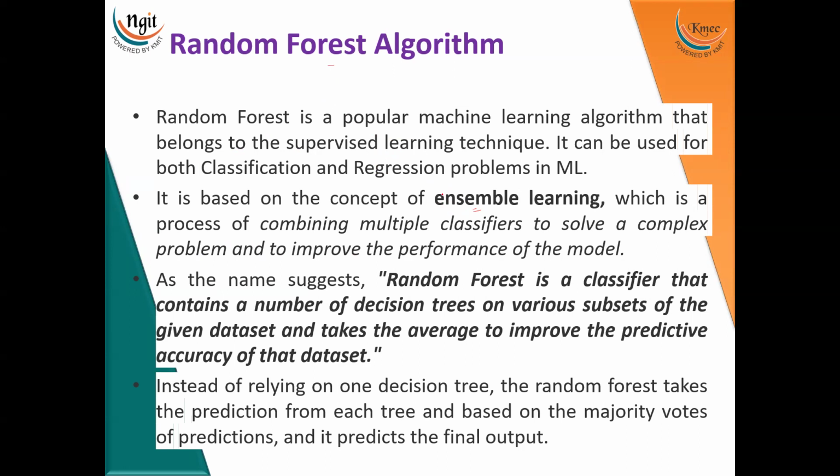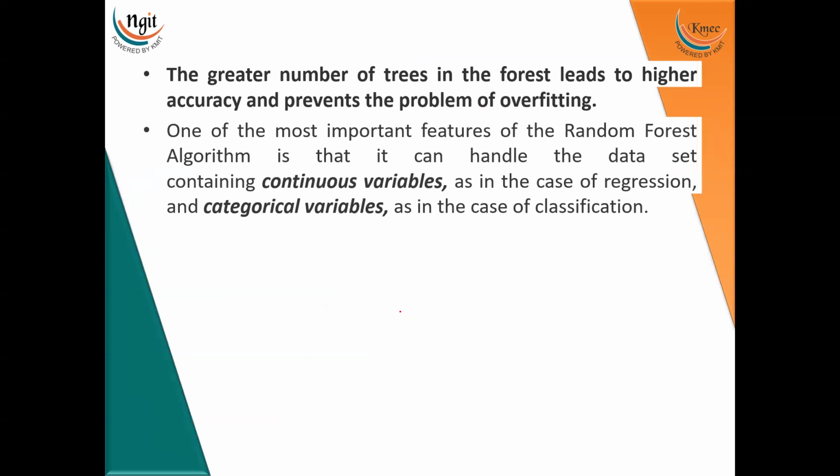As the name suggests, it is a classifier that contains a number of decision trees. This is an important point regarding random forest. It contains a number of decision trees on various subsets of the given data set, and it takes the average to improve the predictive accuracy of the data set. Finally, instead of relying on one decision tree, random forest takes the prediction from each tree, and based on the majority of the votes of prediction, it predicts the final outcome. And a greater number of trees in the forest leads to higher accuracy and prevents the problem of overfitting.